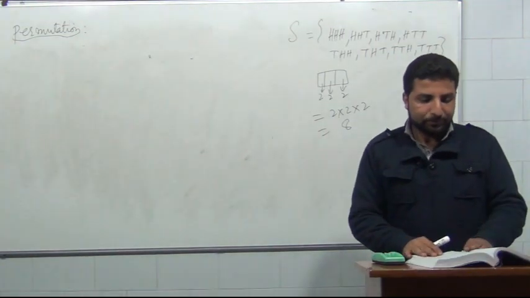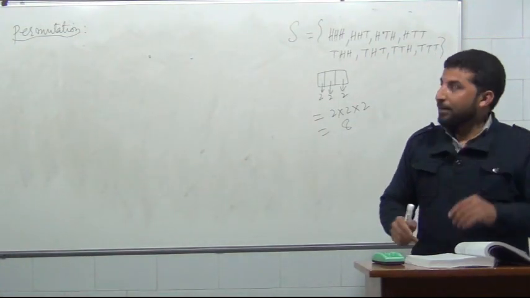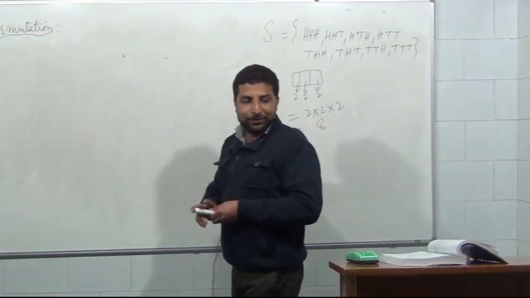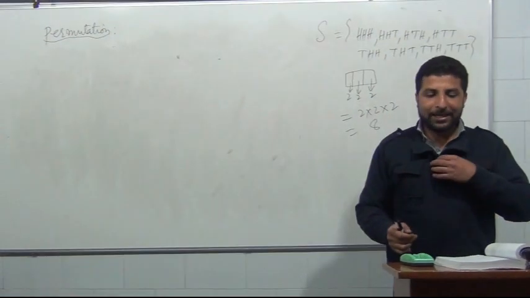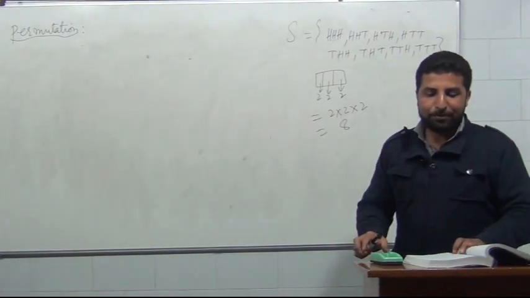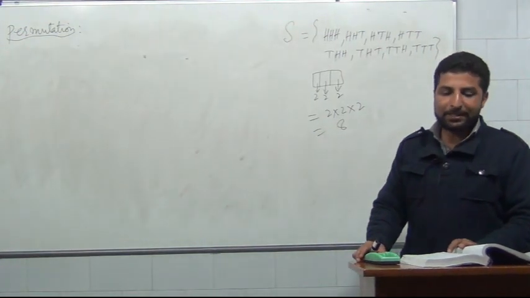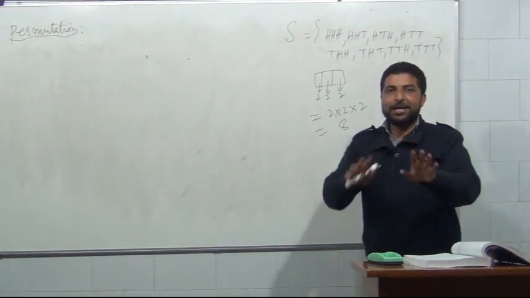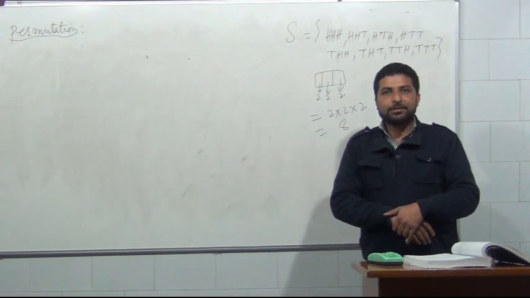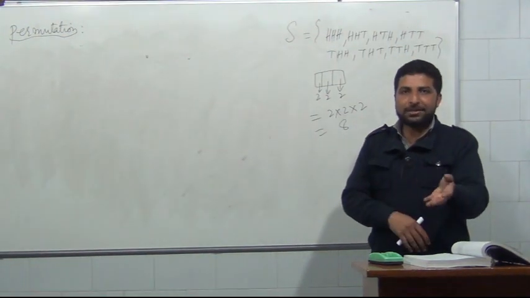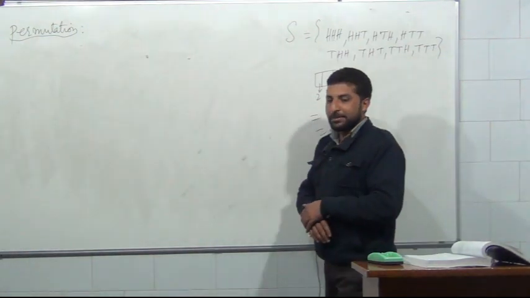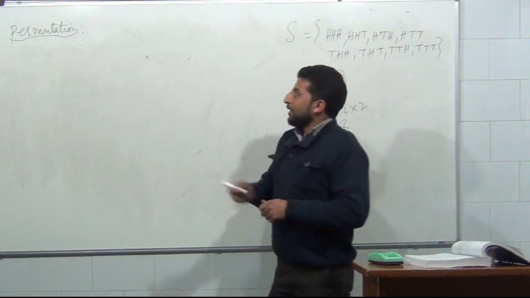Now, the definition of permutation. A permutation is an arrangement in a definite order of a number of objects taken some or all at a time. That means permutation is nothing but the rearrangement of objects taking some or all at a time.